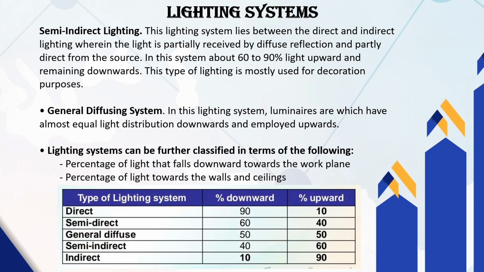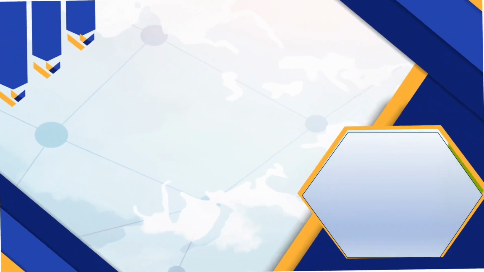So, this is the table. We have the type of lighting system, percent downward and percent upward. For the direct, we have 90 and 10. Semi-direct, 60 and 40. General diffuse, 50-50. Semi-indirect, 40-60. Indirect, 10-90.